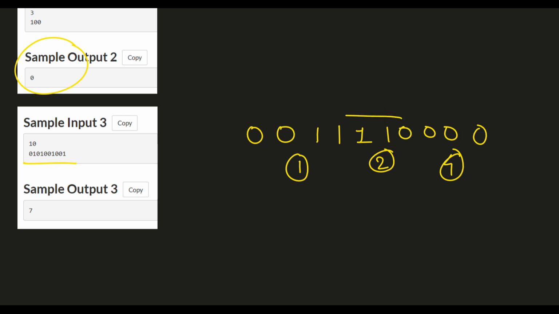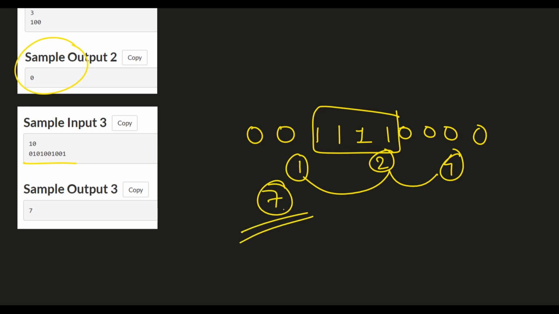Now, as you can see, all the ones are clubbed together. How many operations did I do? I did 7 operations in total, and this is the minimum number of operations that I can do. 1 plus 2 plus 4 is 7. So the minimum number of operations is 7 in this case.